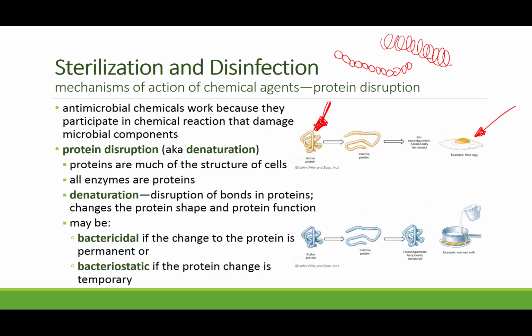If the change to the protein is permanent, then we describe that function of the chemical as being bactericidal. If it is a temporary change, then that produces a bacteriostatic effect. We can think of this as almost like the difference between sterilized and sanitized. So it's the same kind of idea. Bactericidal effects kill the bacteria because they destroy the proteins. Bacteriostatic effects really slow down the ability of the bacteria to grow.